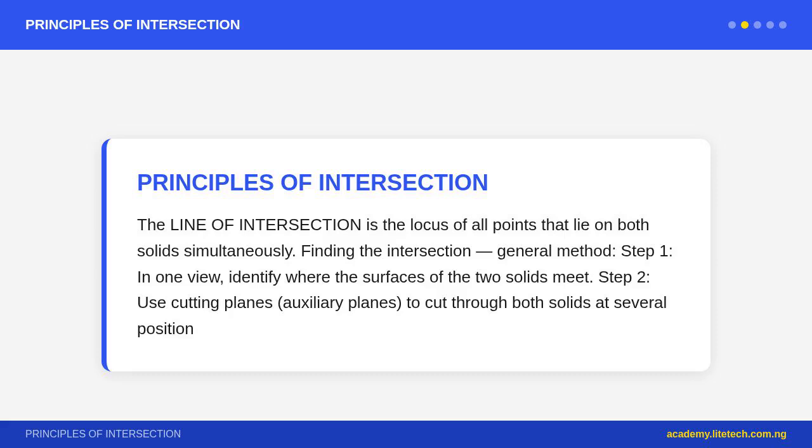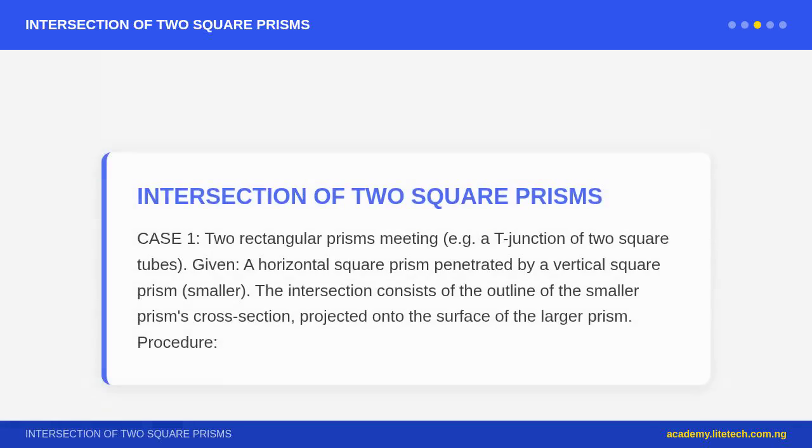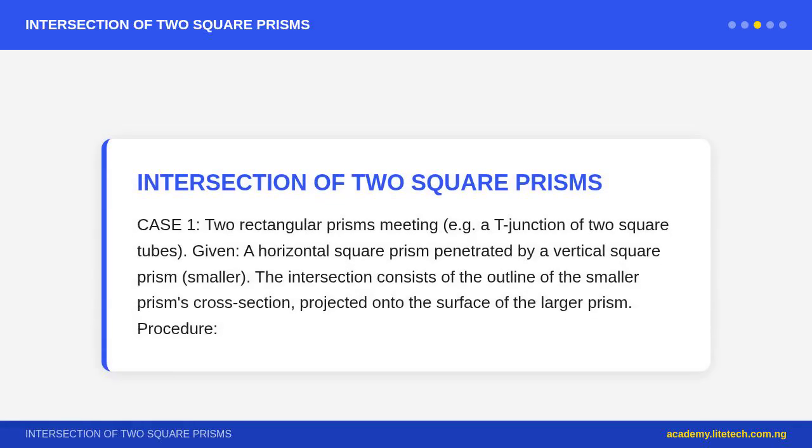Procedure. Step 1. Draw the front view and plan of the two prisms in their correct positions. Step 2. In the plan view, the smaller prism appears as a square. Its corners give the lines of intersection. Step 3. Project the corners of the smaller prism's square cross-section from the plan to the front view. Step 4. In the front view, connect these projected points. The visible intersection lines are drawn solid, hidden ones dashed. Result: the intersection appears as a rectangle, the cross-section of the smaller prism, on the surface of the larger prism.